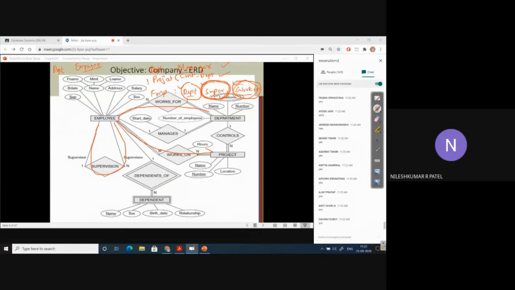When we are talking about controlling department, it depicts the relationship between project and department. So these two entity types, see? As you can see, we can remove this controlling department and we can represent that attribute as a relationship that department controls project. So we can remove this and we can represent it by a relationship.